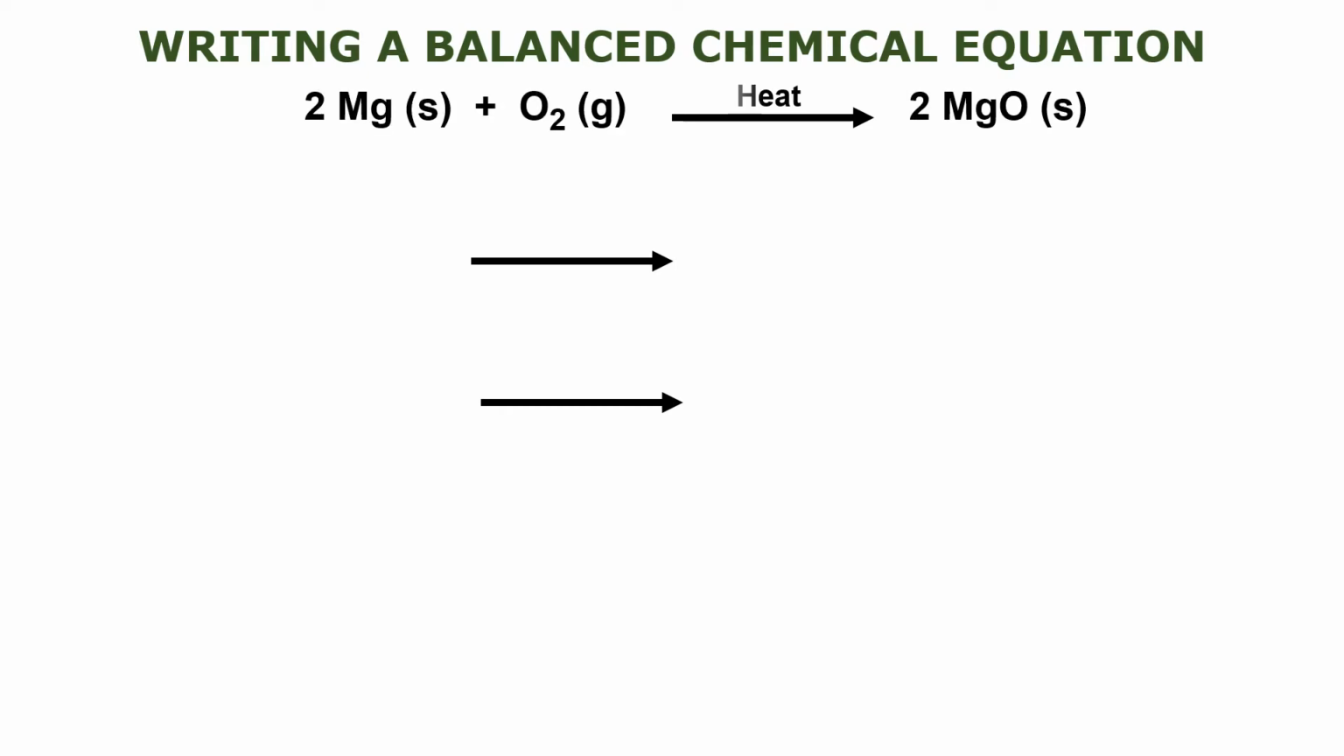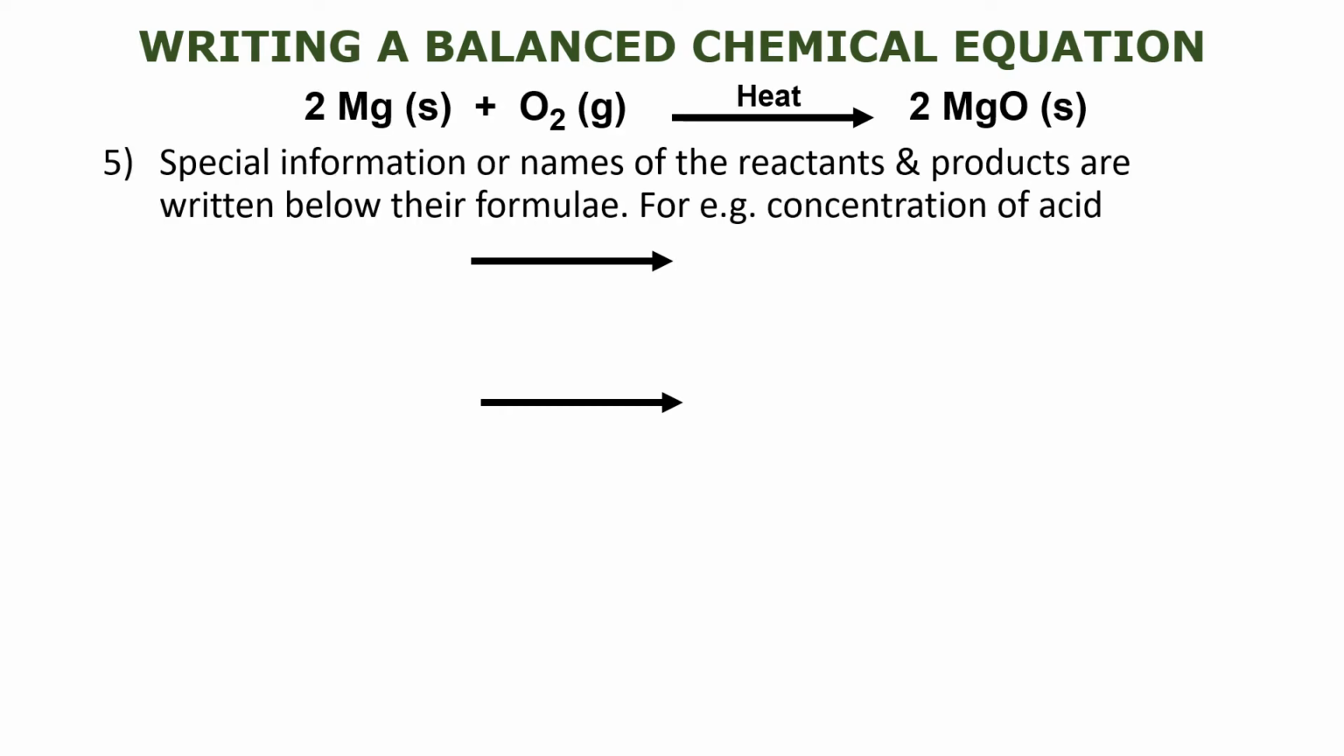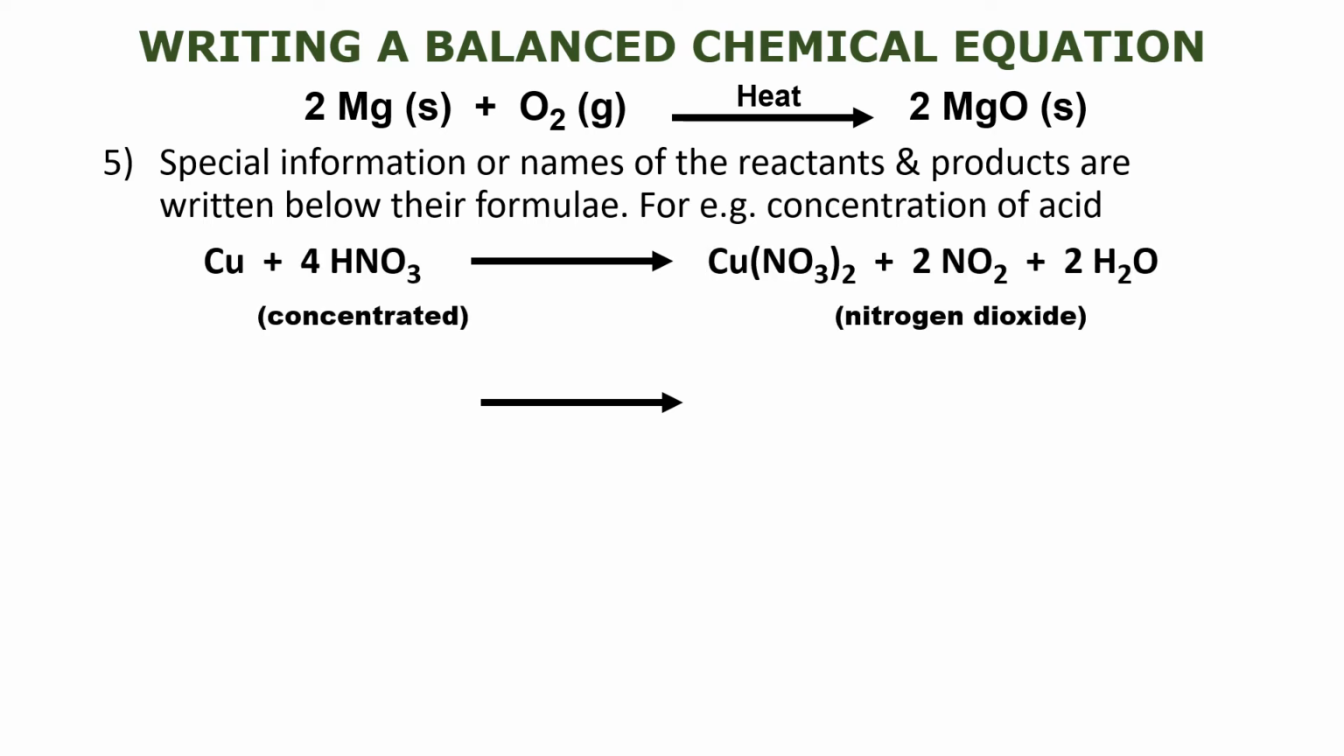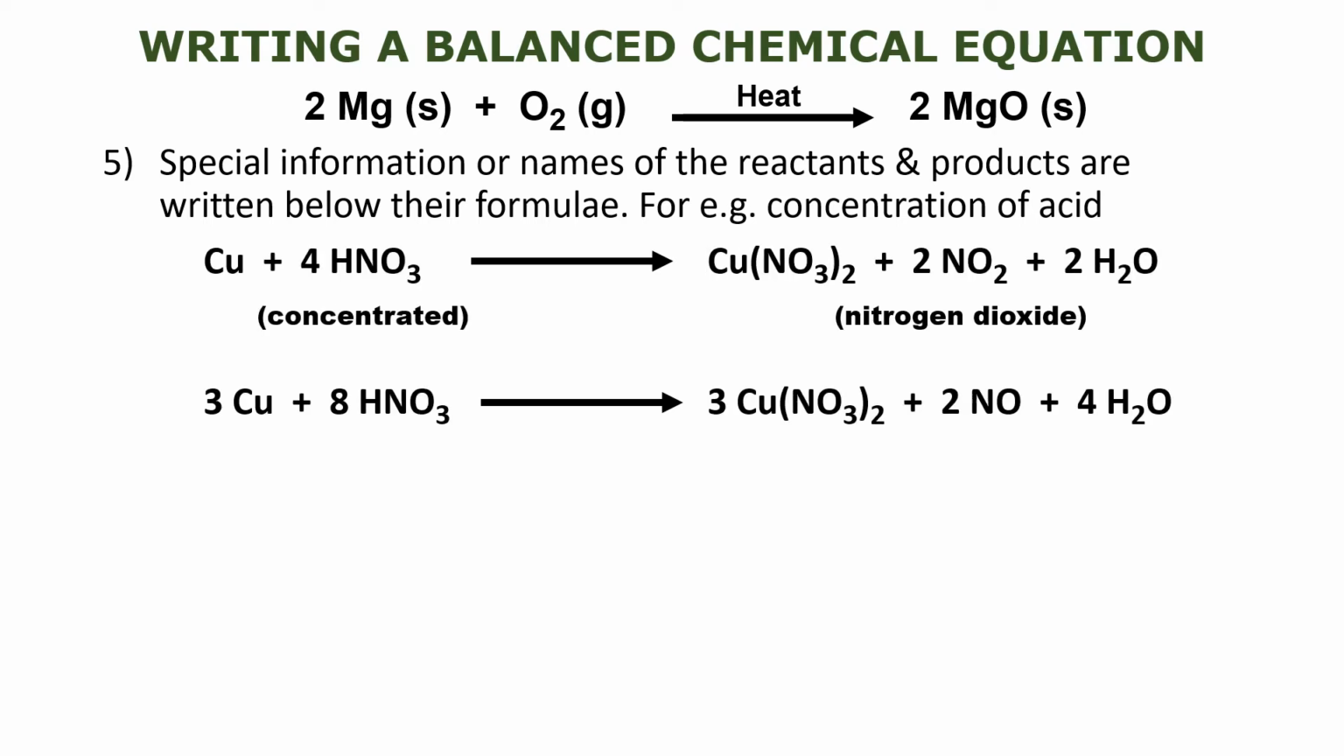The next step, the fifth step, special information or names of the reactants and products are written below their formulae. For example, concentration of the acid. We need to mention whether the acid is a dilute acid or a concentrated acid, because it makes a big difference. Let's take a small example here. Like, see this example, can you see here?